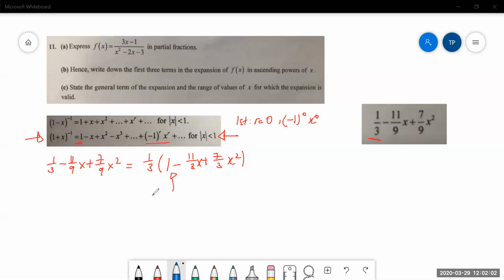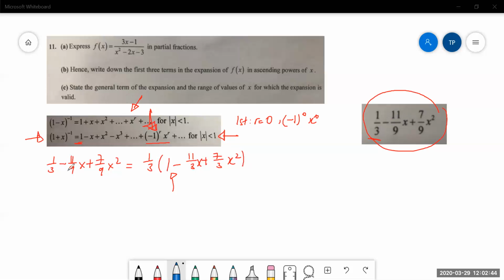Wait, how does this relate to the actual answer? Okay, because we are trying to strike a resemblance, since now they ask us to state the general term of the expansion. So this polynomial will only fit the bottom formula, because of the negative sign. But now we have to do some manipulation to fit into the bottom one.